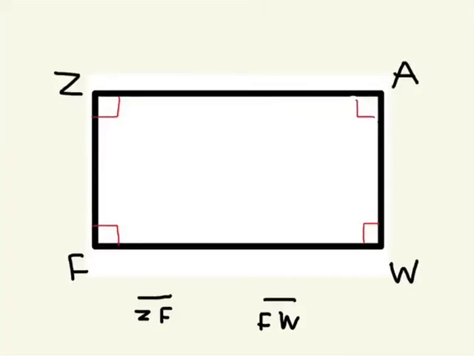Now, one way that we can write that we have perpendicular sides is down below. We can say that line segment ZF, which is right here if I trace it, is perpendicular to line segment FW, which is right here. And of course here is where we prove that they are perpendicular, because they do form a right angle or a square corner, or an angle that measures 90 degrees.